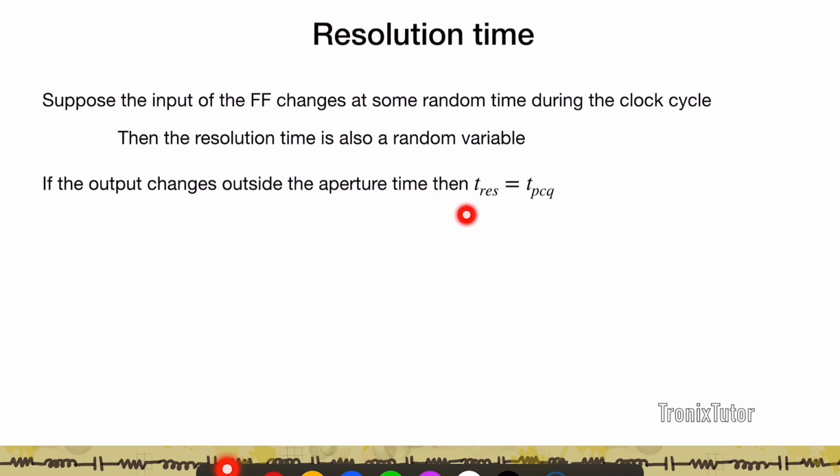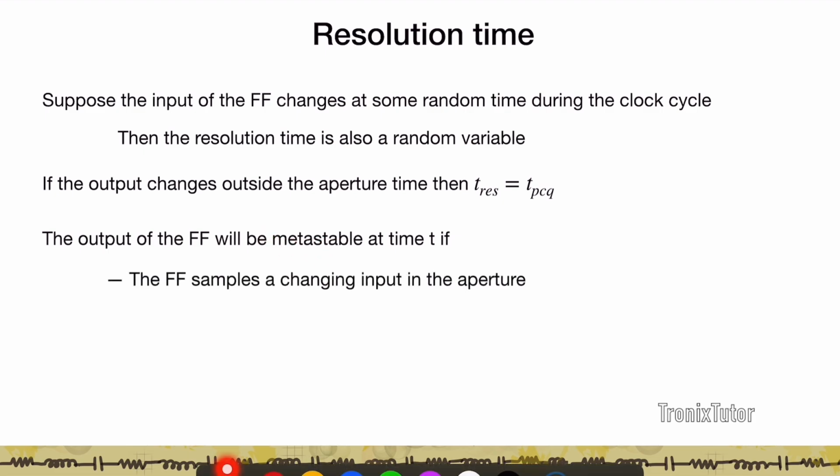So as long as we satisfy the aperture, the resolution is accomplished, and it is accomplished within a PCQ time period. So the output of the flip-flop will be metastable if you think at time t, sometime t in the clock period, if one, the flip-flop changes or samples a changing input in the aperture, right? We know that that causes metastability.